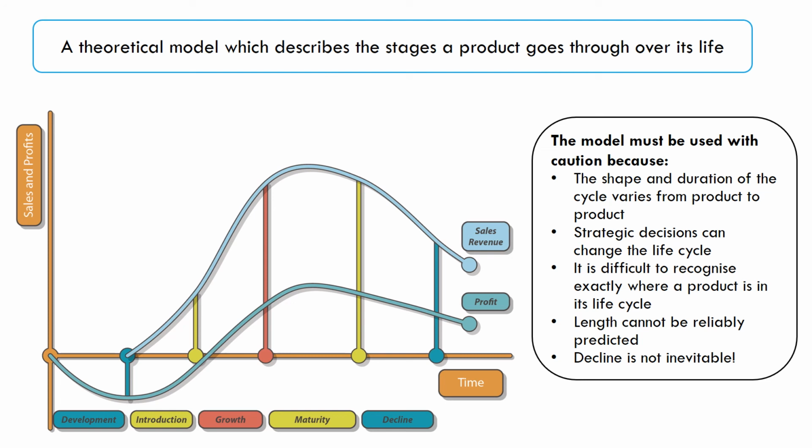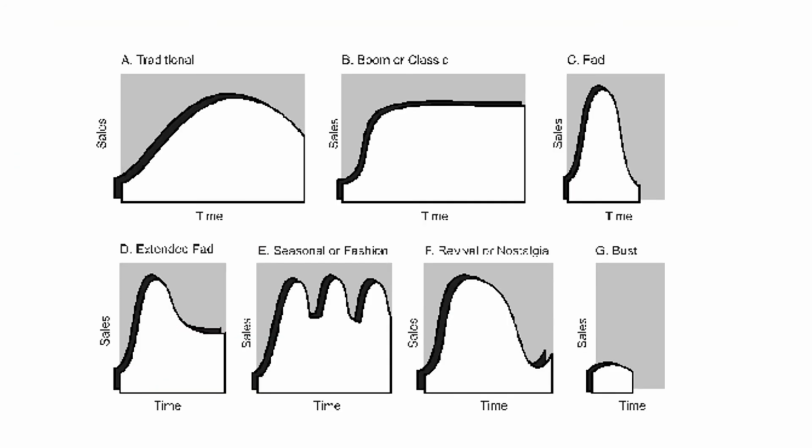Now, it is potentially quite difficult sometimes to use this model because we don't necessarily know the exact shape and duration of the cycle from product to product. Decisions we make might change the traditional shape of the life cycle. It's sometimes hard to know exactly where a product is in its life cycle, and the length of each stage cannot be reliably predicted, and for some products, decline is not inevitable. Has Coca-Cola entered decline? You might argue probably not.